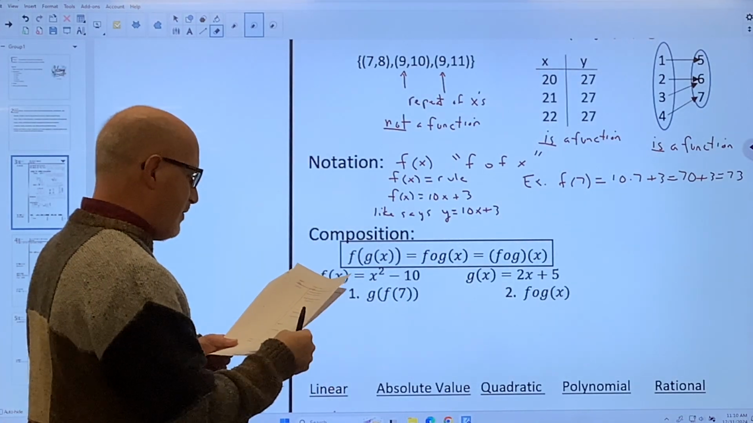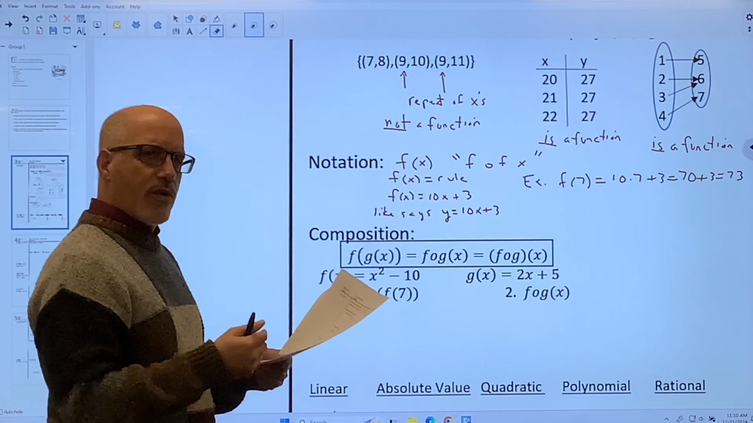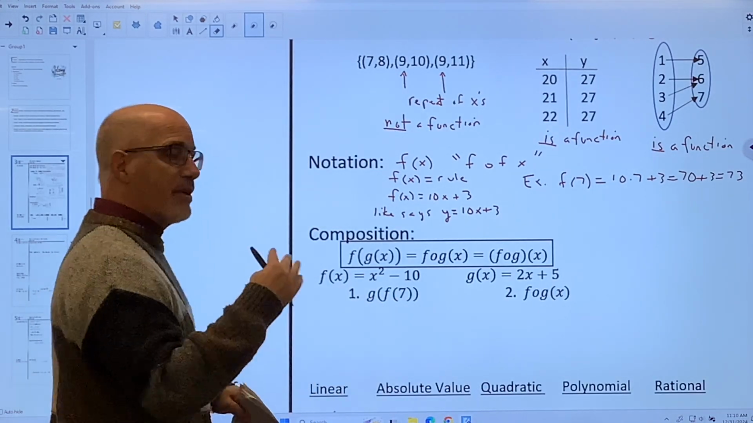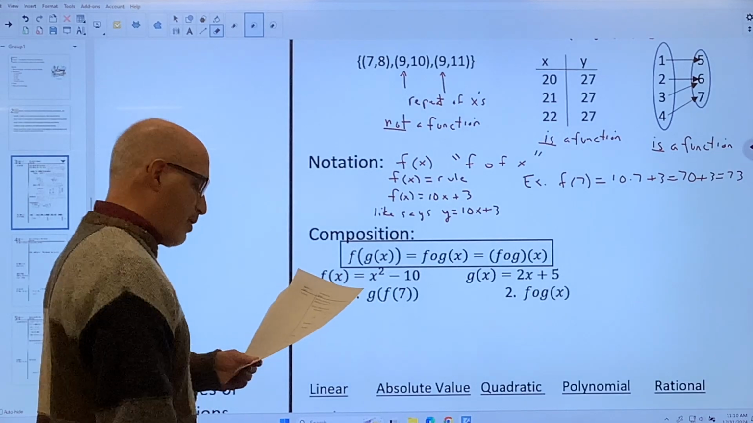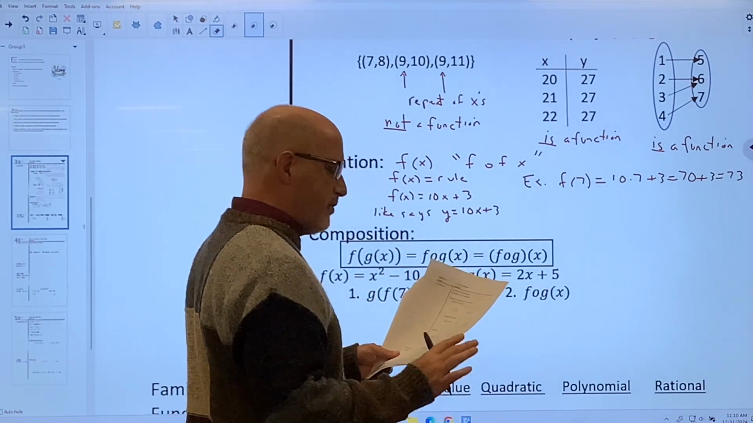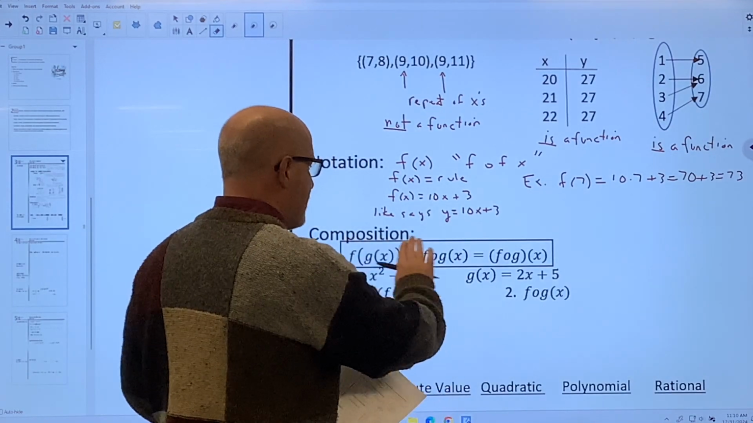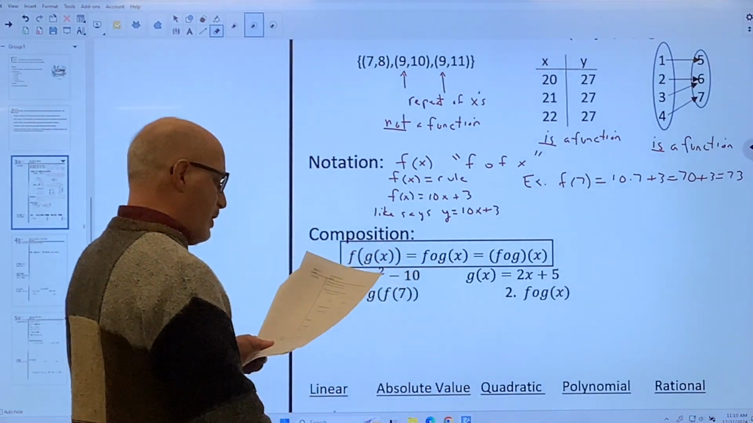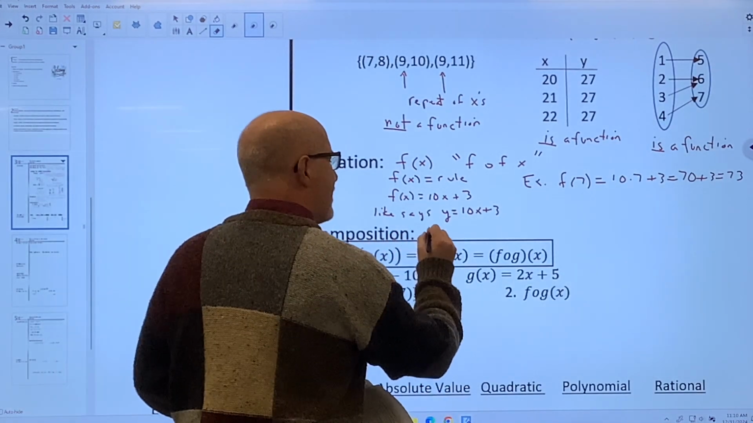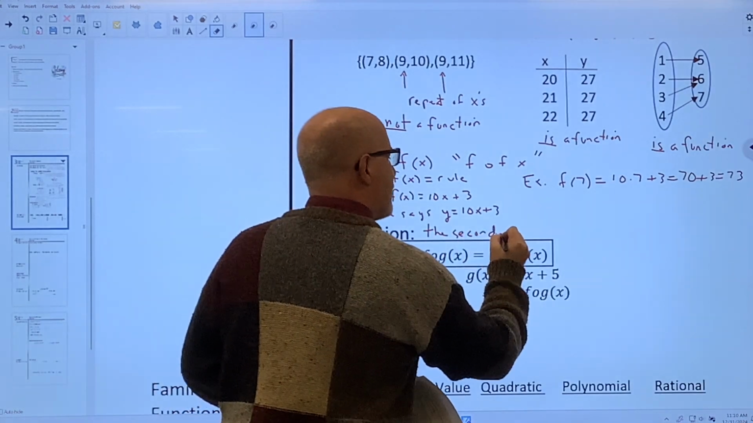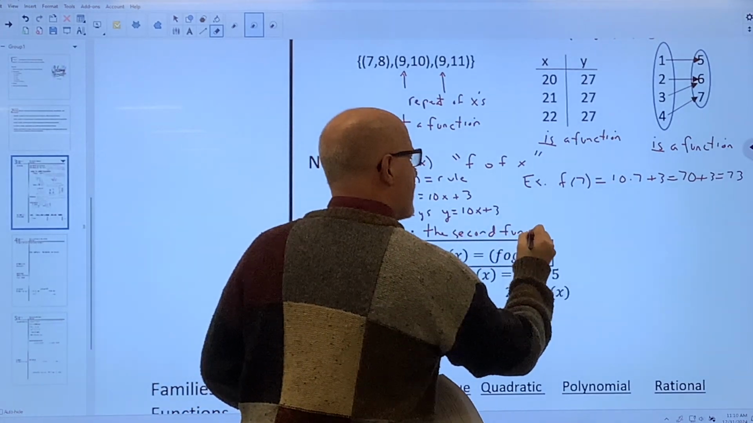Now, composition of functions are something that we've worked with before briefly. So let's review over a little bit, and we'll build on it this chapter, because we'll do a lot with functions. Functions, Algebra 2 is a lot about functions. So composition of functions, what we usually do is we say the second function is substituted into the first function.